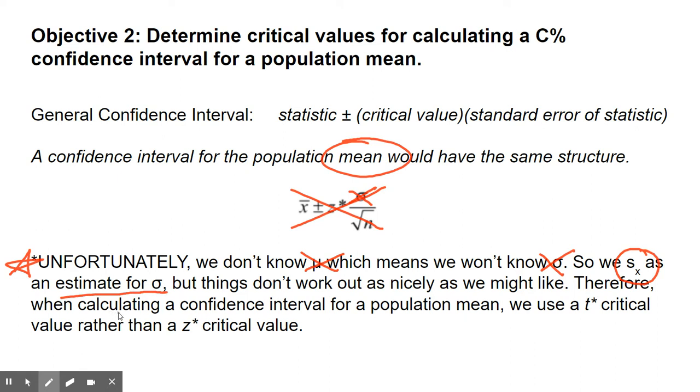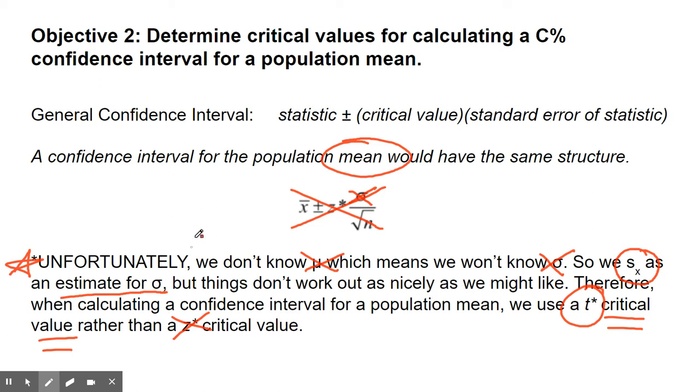But there's a problem. Things happen. Life's not as fair. It's not as fun. So we can't use z star as our critical value. It doesn't create big enough intervals. So we're going to have to use a new idea called t star. T star will be our critical value for your sample means.